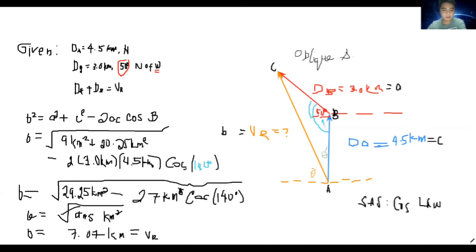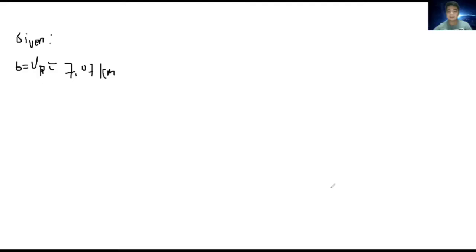Okay, next presentation tayo, no? So susulit natin ang mga given. So we have, we identified B equals the V sub R equals 7.07 kilometers. Okay, let us continue. Our given is the B equals V sub R equals 7.07 kilometers.